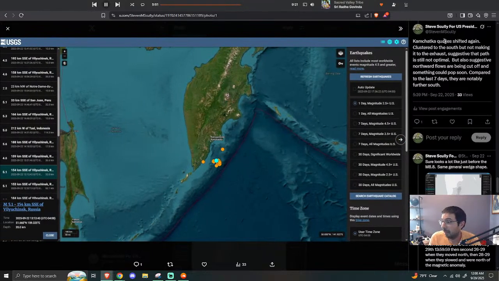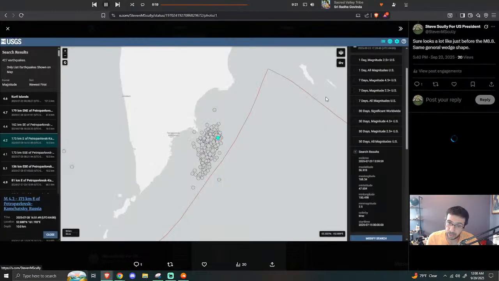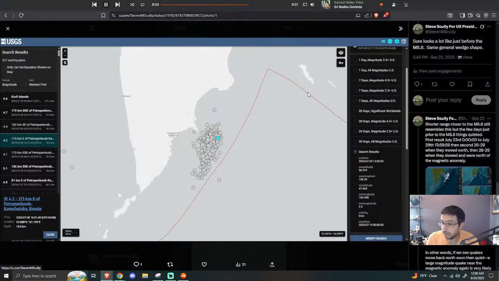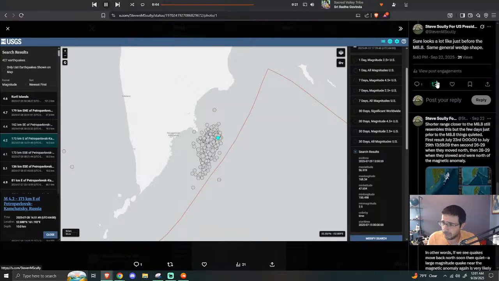Let's see if I said anything. Clustered to the south, but not making it to the exhaust, suggestive that path is still not optimal. But also suggestive northward flows are being cut off, and something could pop soon. Compared to the last 7 days, they are notably further south. So I'm just like, these boundaries are not stable. Something's up. Then I'm like, okay, I need to be actually predictive, not saying I expect to be correct, but at least if I'm hitting, I want it to be more clear. I need to be able to recite my evidence that I did recognize with a post before it happened.